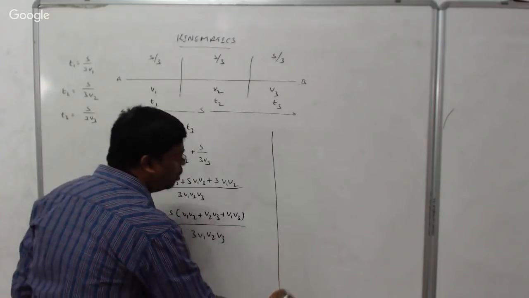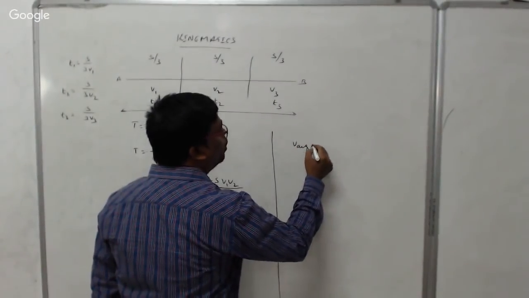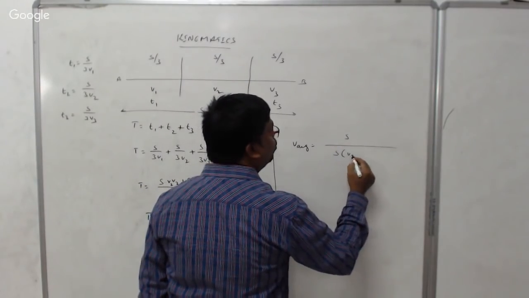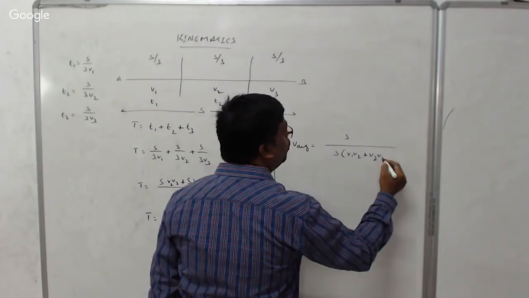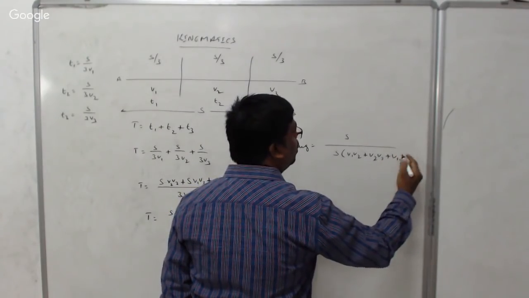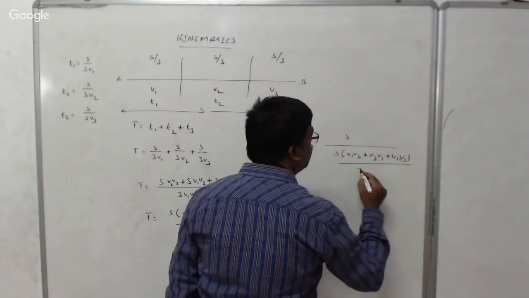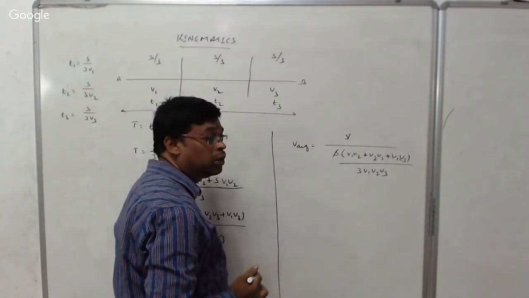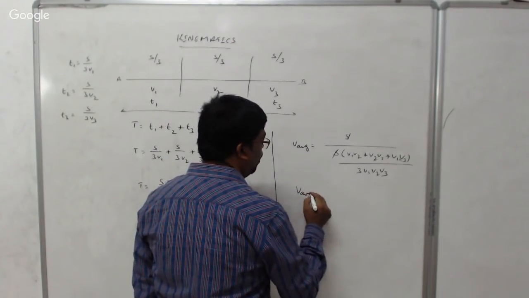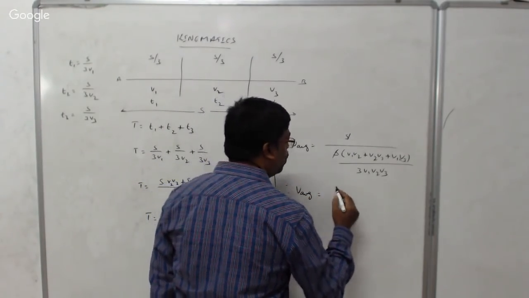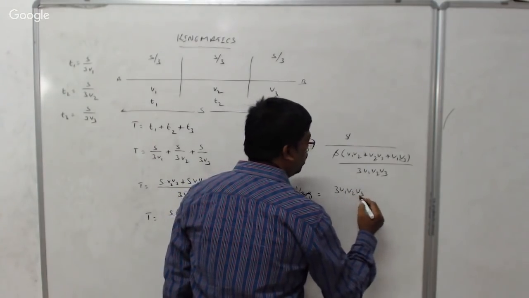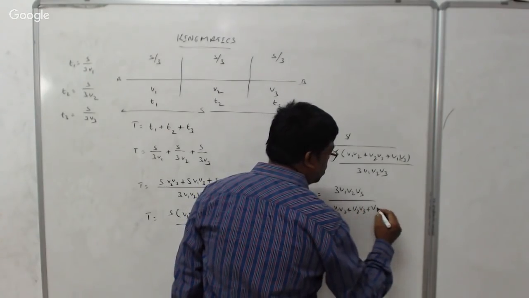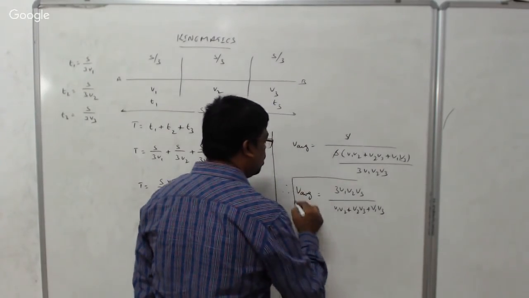Now substitute in the formula. V average is equal to total distance S and the total time is S into V1 V2 plus V2 V3 plus V1 V3 by 3 V1 V2 V3. As usual, distance can get cancelled. Now average speed, therefore average speed is equal to 3 V1 V2 V3 by V1 V2 plus V2 V3 plus V1 V3. This is the formula.